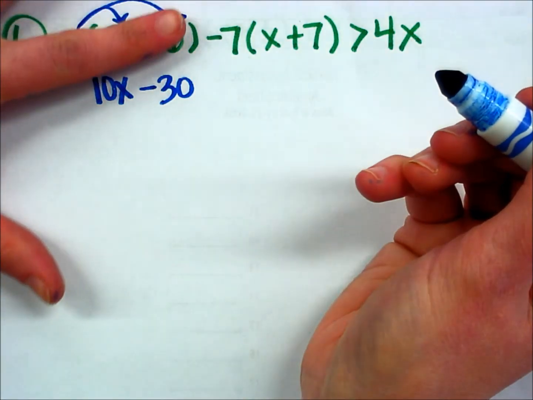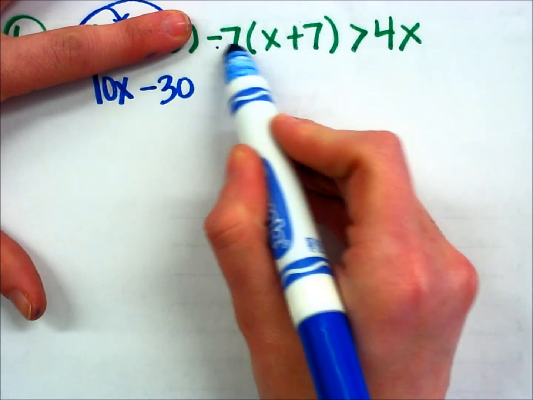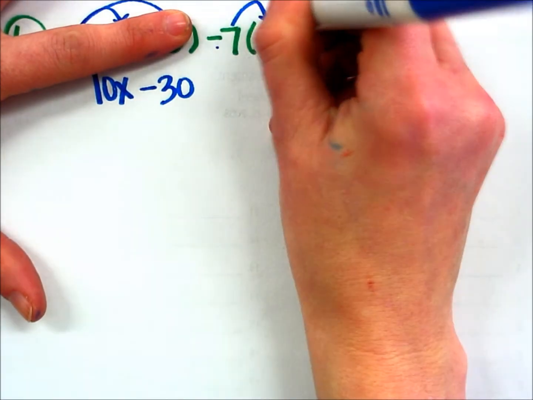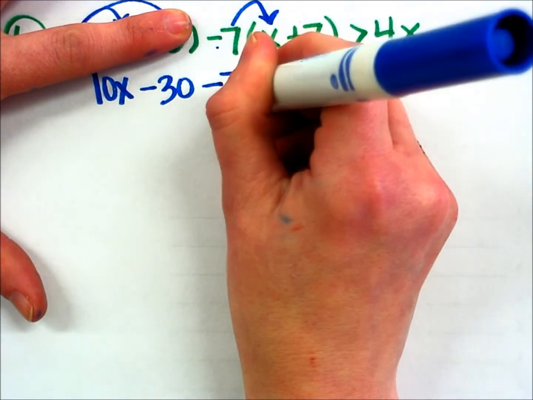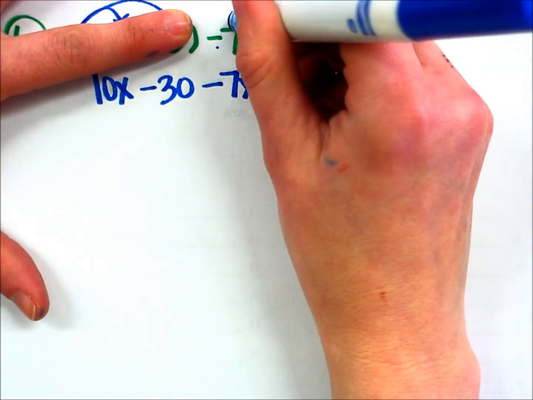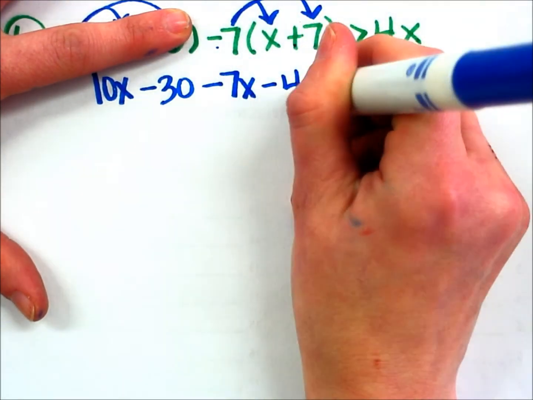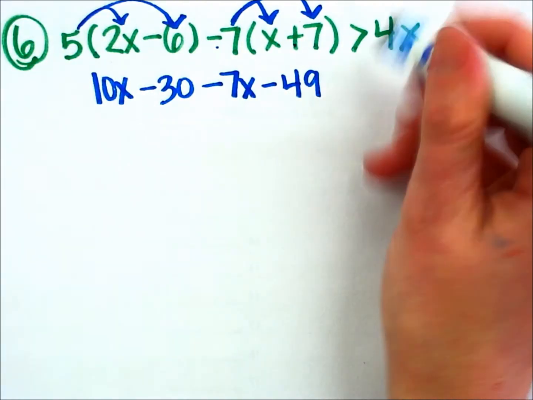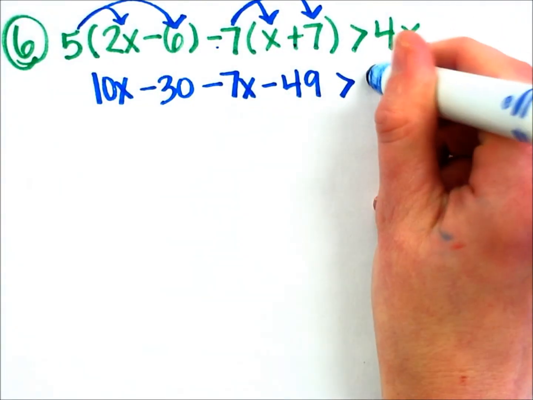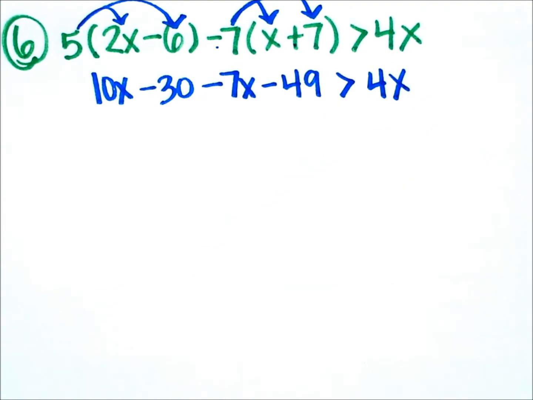Now here's the tricky part. If you cover this up, it looks like negative 7. So I'm going to say negative 7 times x and give me minus 7x. Then I'm going to say negative 7 times positive 7, which gives me negative 49 or minus 49. Keep the greater than, and over here we're just left with 4x.